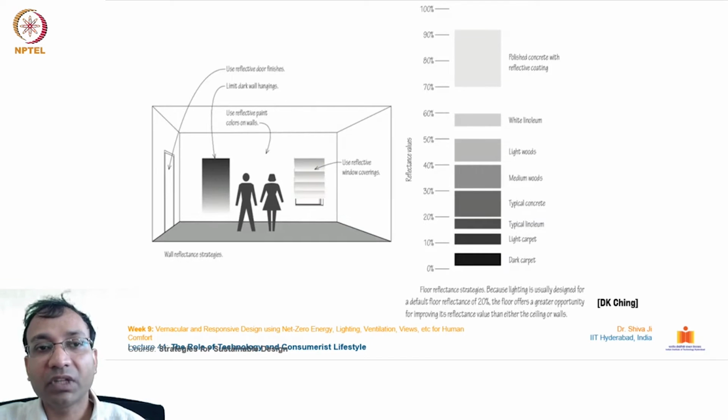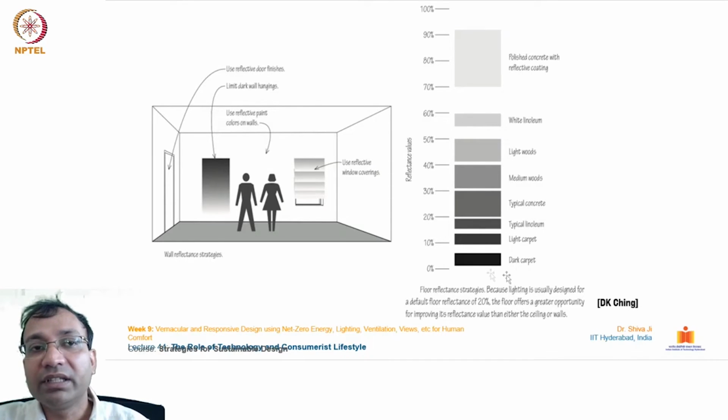Okay, on this range, the floor reflectance strategies, because lighting is usually designed for a default floor reflectance of 20%. The floor offers a greater opportunity for improving its reflectance value than either the ceiling or walls. You see, dark carpets have a reflectance close to 0%, between 0% and 5%, and then we have polished concrete with a reflective coating, which has a reflectance value of 70 to 90%. In between we have white linoleum, light wood, medium wood, typical concrete, typical linoleum, and light carpet.